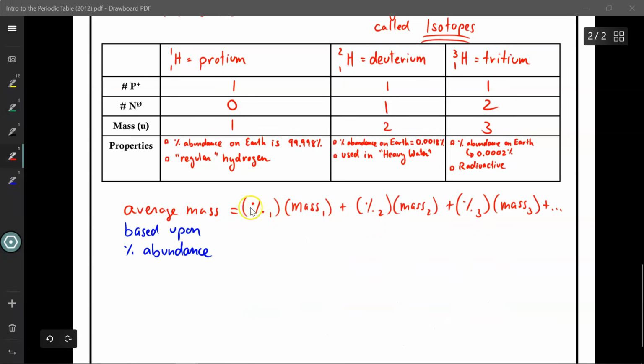Alright, so how do we do a proper average calculation then? You would take the percent abundance of the first isotope multiplied by the mass of that first isotope. Then add that to the percent abundance of the second isotope multiplied by the mass of the second isotope. Then add that to the percent abundance of the third isotope times the mass of the third isotope, and so on and so forth for however many isotopes exist for that particular element.